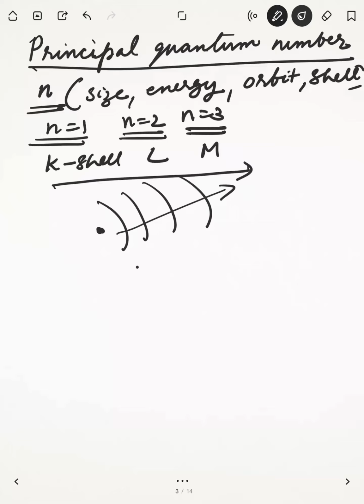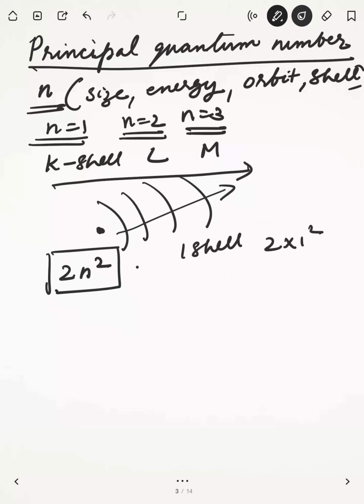And the maximum number of electrons in any shell is given by 2n square. This you have learned in class 9th, class 10th. Maximum number of electrons in a particular energy level is given by 2n square, where n is the principal quantum number. So in the first shell, 2 into 1 square, that means maximum number of electrons that can be accommodated in this first shell is 2.